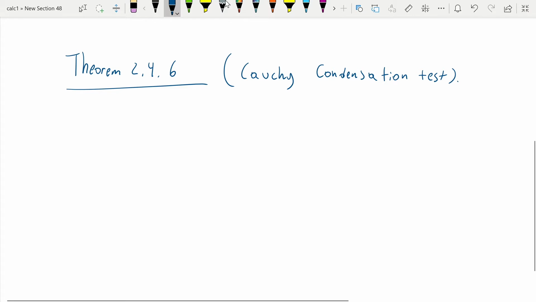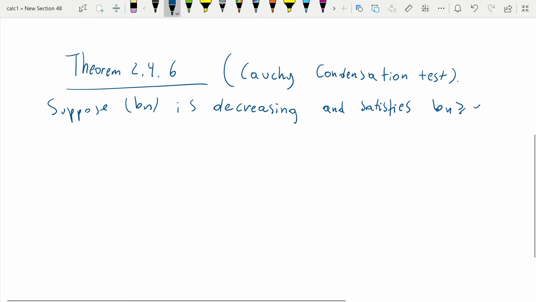So what does it say? Suppose we have a decreasing sequence of non-negative terms. So it satisfies that the bn's are all greater than or equal to 0 for all n in N. So all the elements in the sequence are non-negative.